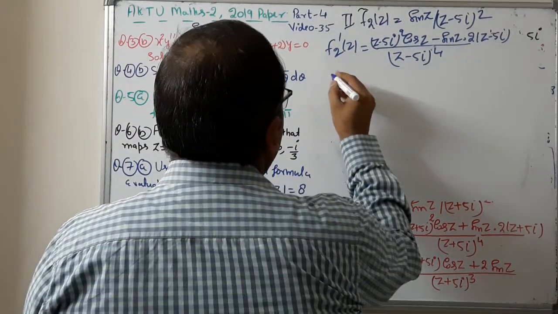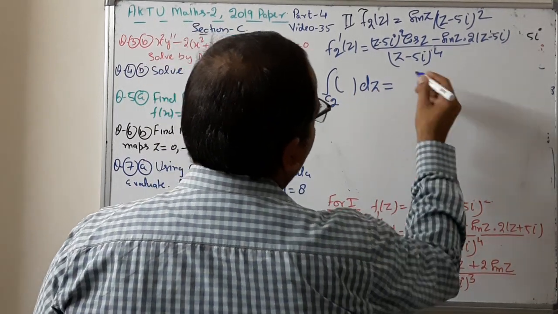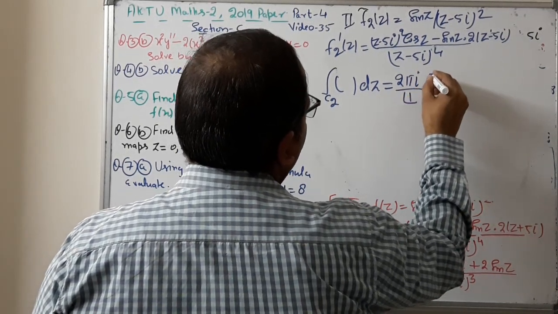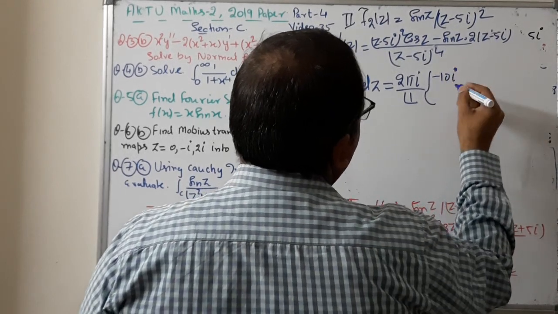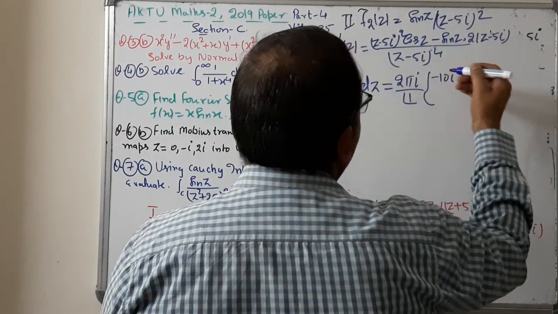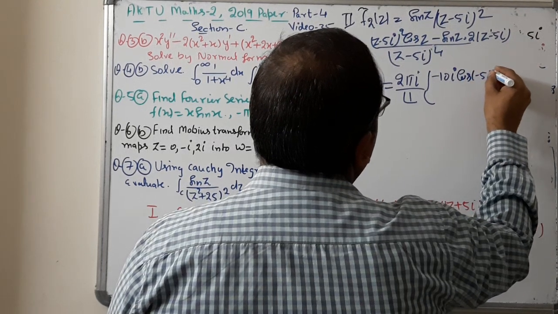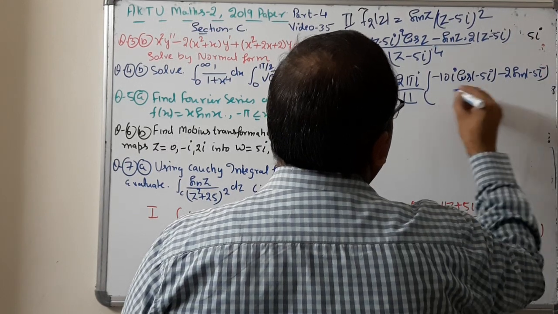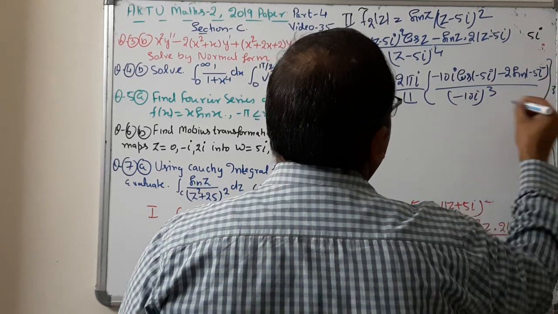We can write this second integration over C2 of f(z) as equal to 2 pi i upon factorial 1, and put here z equal to minus of 5i, that means minus of 10i, right? Taking z minus 5i as common and cutting down again, same as the previous one. This is cosine of minus 5i minus 2 times sine of minus 5i upon minus of 10i whole power 3. We get this one.